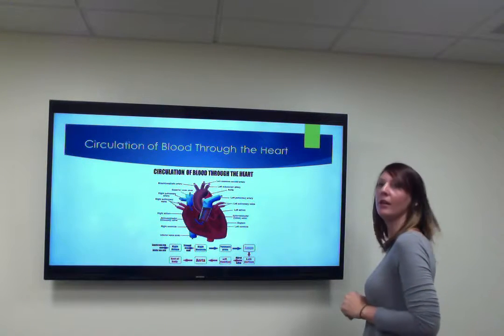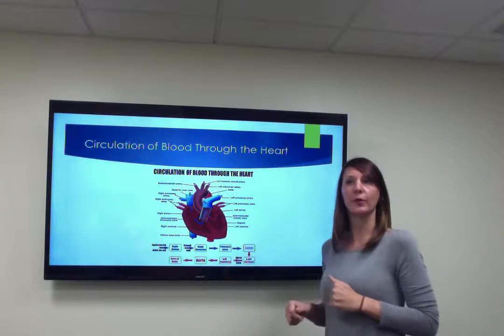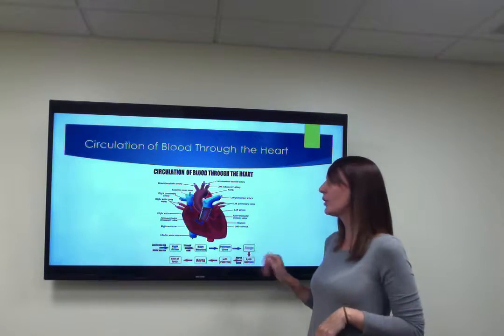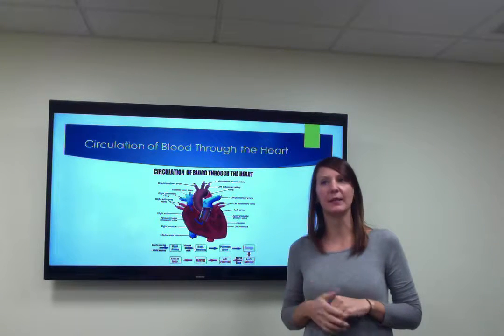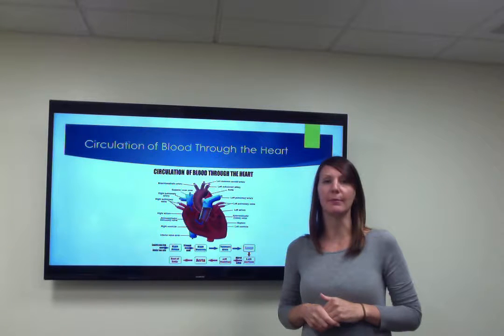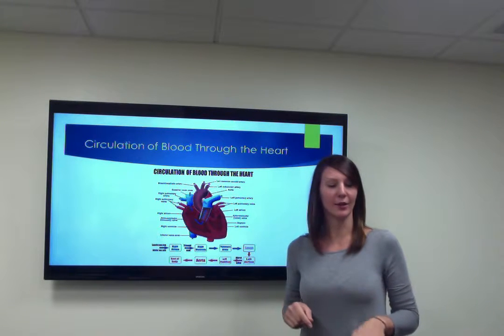So as you can tell, each valve opens and closes once per heartbeat, about once per second. So keep in mind the average heart beats about 100,000 times a day and 35 million times a year. That's a lot going on there.